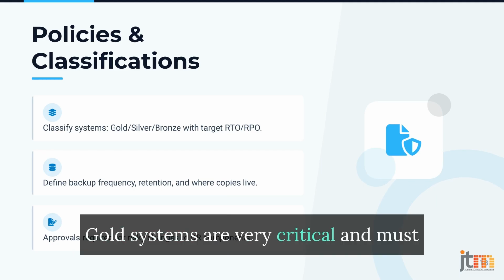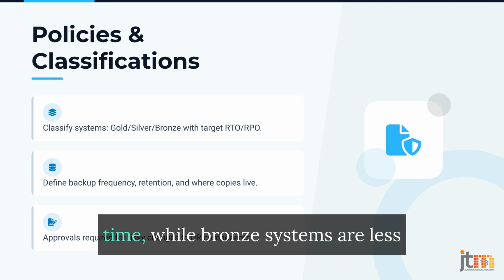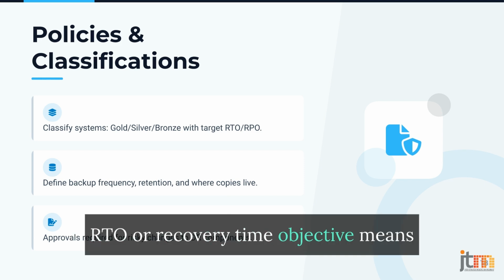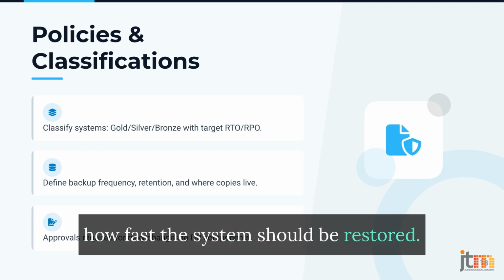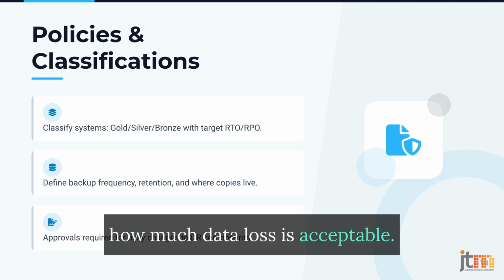Gold systems are very critical and must recover very quickly. Silver systems allow a little more recovery time, while bronze systems are less critical. RTO, or Recovery Time Objective, means how fast the system should be restored. RPO, or Recovery Point Objective, means how much data loss is acceptable.